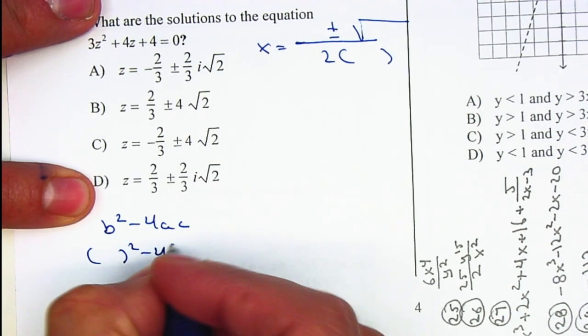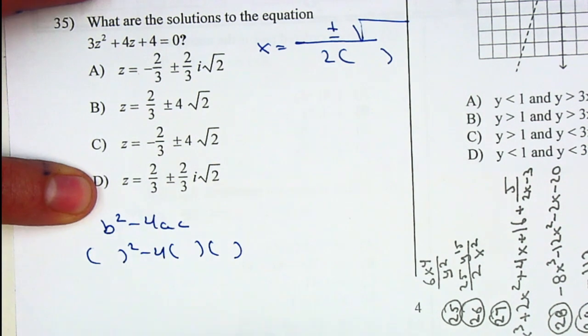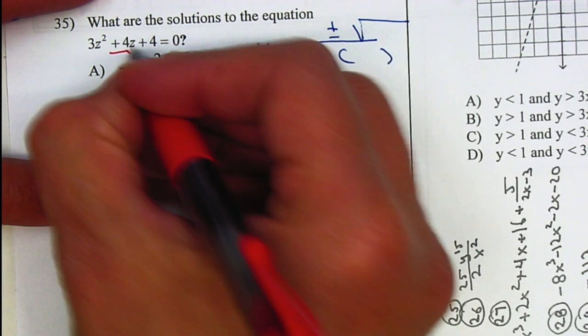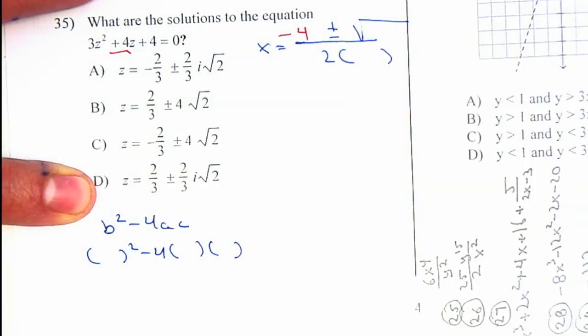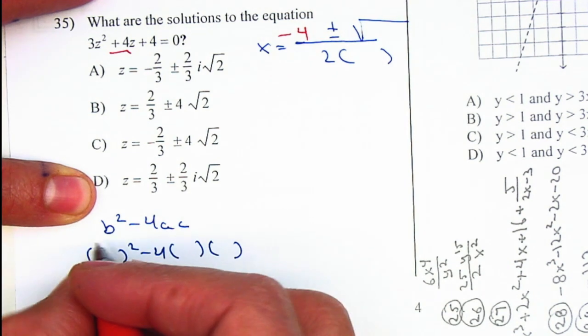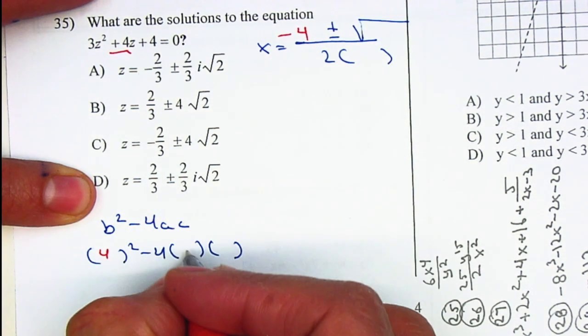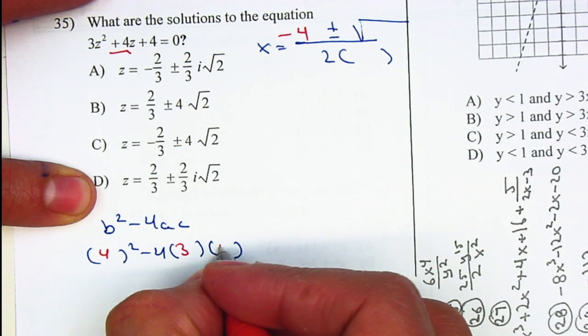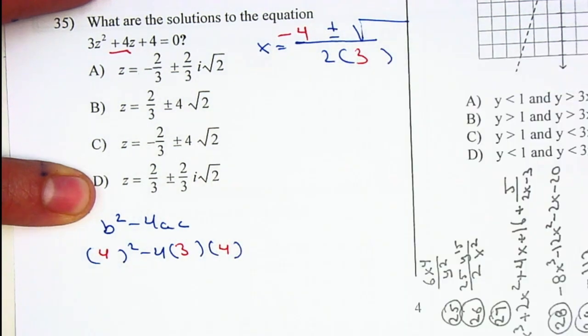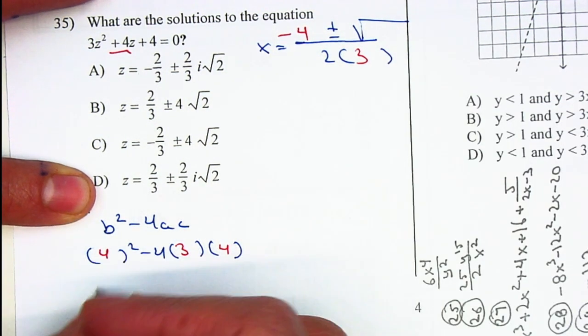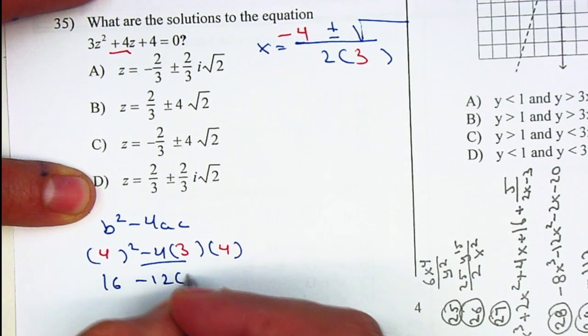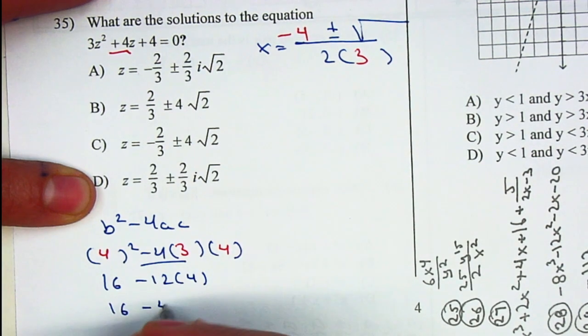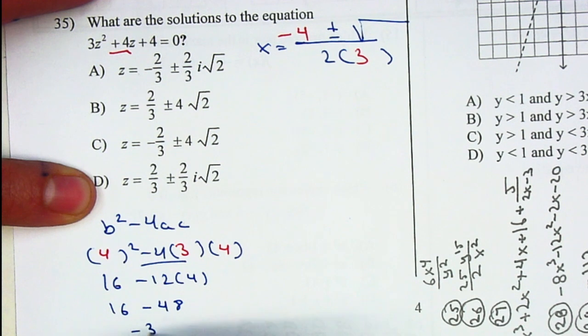So b squared minus 4ac. X equals opposite b. That'll be negative b, so it'll be negative 4. B squared, that'll be 4ac, all over 2a. So let's simplify that. Gives me 16, that gives me negative 12 times 4. So 16 minus 48 will give you a negative 32.